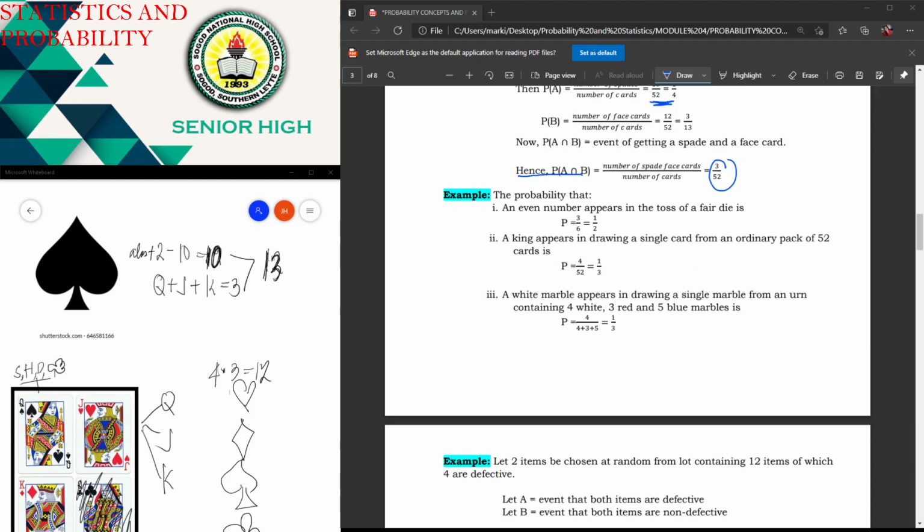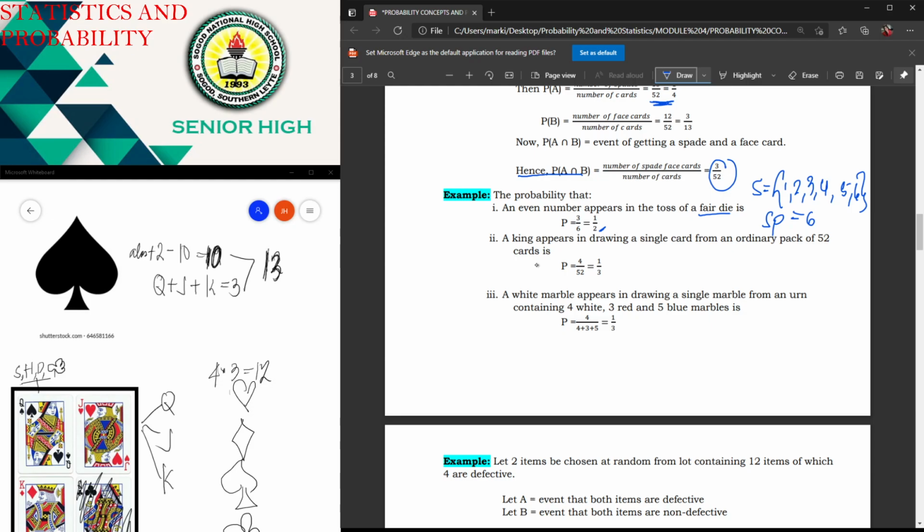The probability that an even number appears in a toss of a fair die. So again, we're talking about a fair die. The sample space of that one is 1, 2, 3, 4, 5, and 6. So the even numbers are 2, 4, 6. So we have 3 over the 6 sample points, that's why we have 3 over 6, and that is equal to 1/2. So the probability of an even number appearing in a toss of a fair die is 1/2.